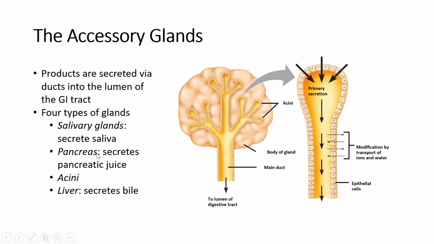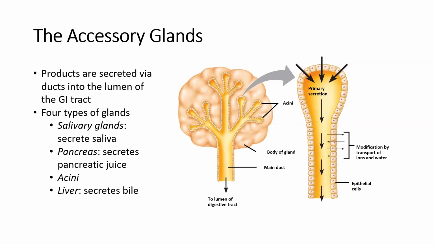We're going to spend the last part of this packet speaking about some of the accessory glands. So we've got four main glands here that are part of the GI system. We've got the salivary glands that release their secretions in the oral cavity. We've got the pancreas that releases pancreatic digestive juices into the first part of the intestine, the duodenum.